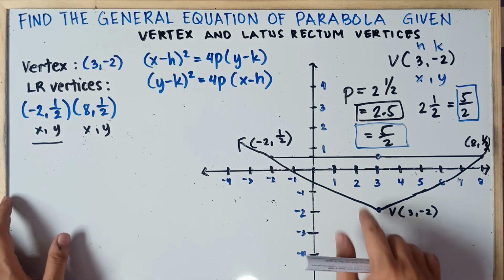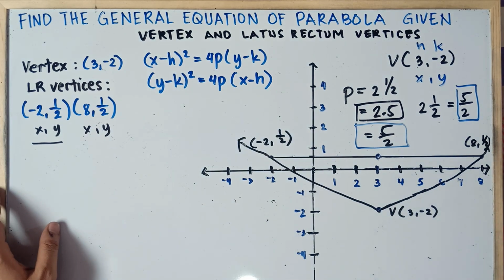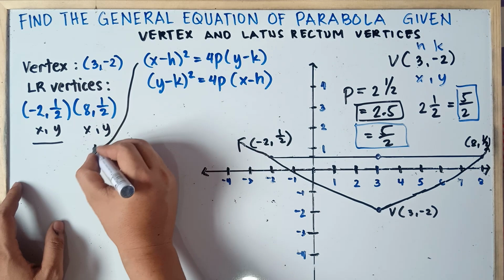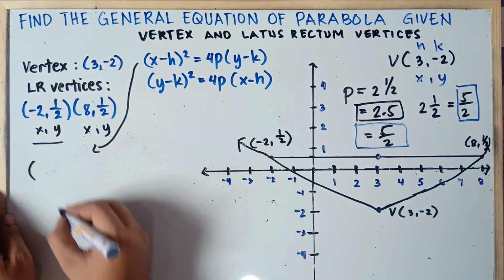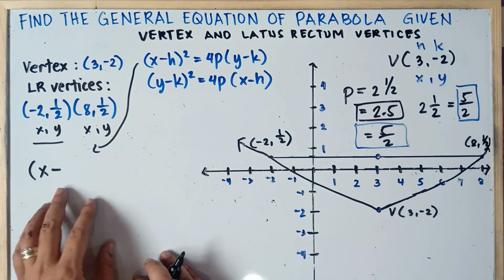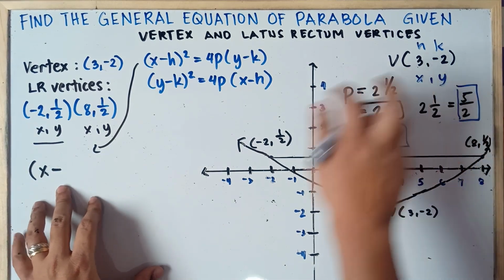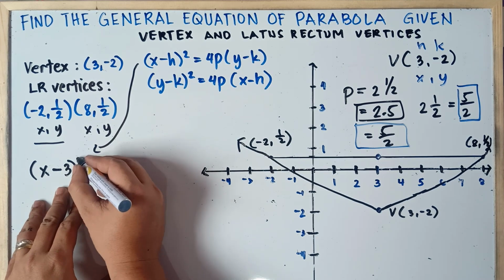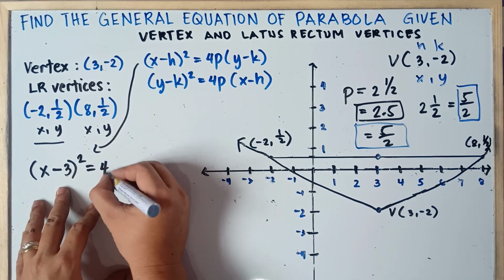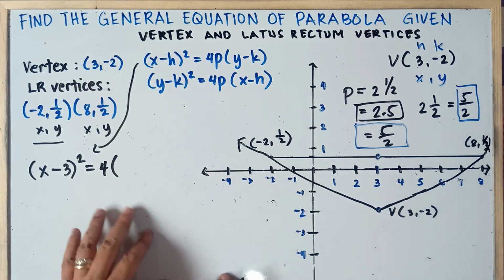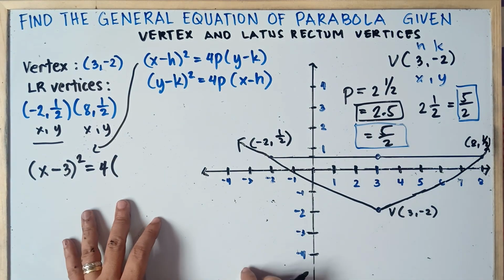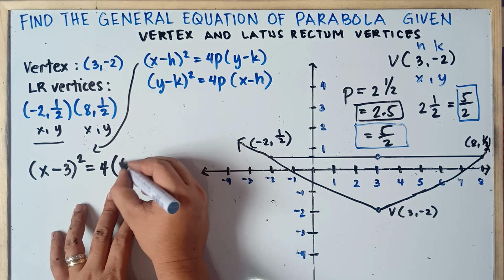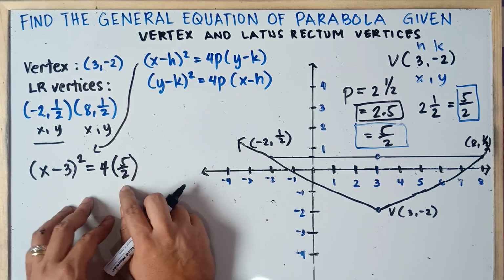Alright, let's substitute now the value of P in this equation. We use the first equation. So this will be open parenthesis x minus our h, which is 3, close parenthesis, then squared, equals 4 times our P. We can write 2.5, that's okay, or we can write 5 over 2. That's the same, class. You can write 2.5 there.